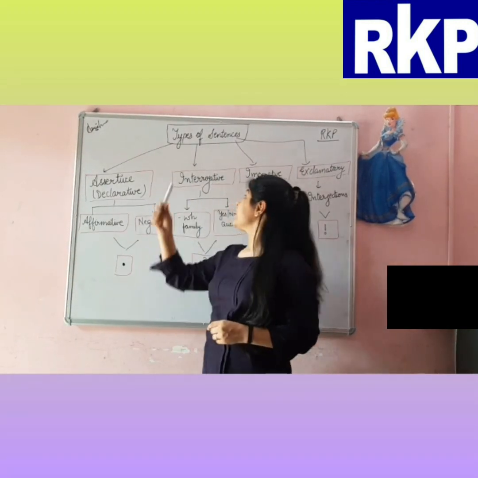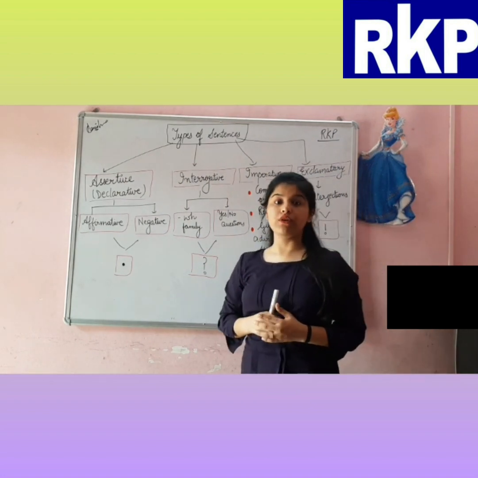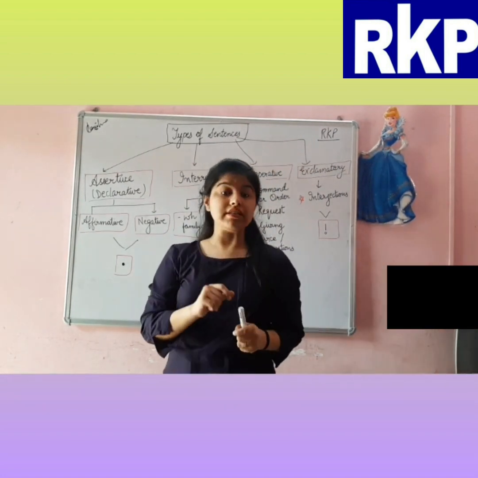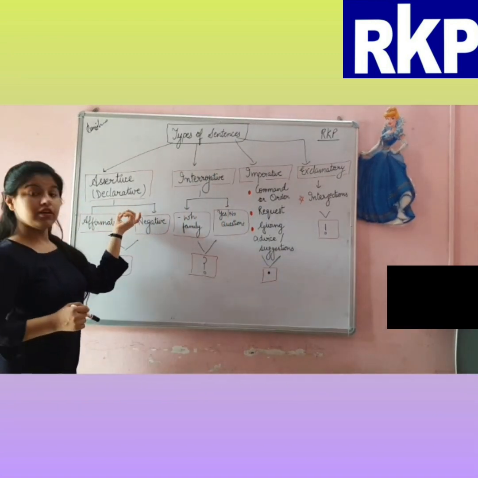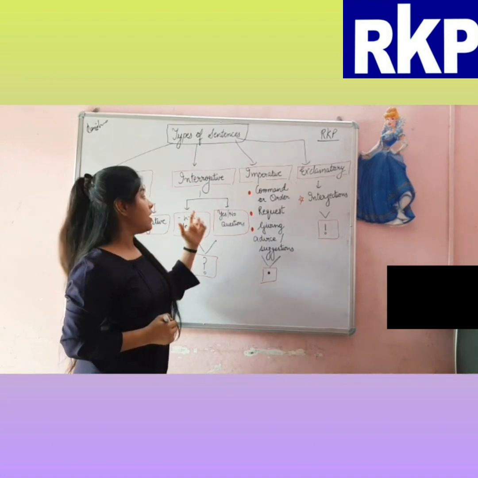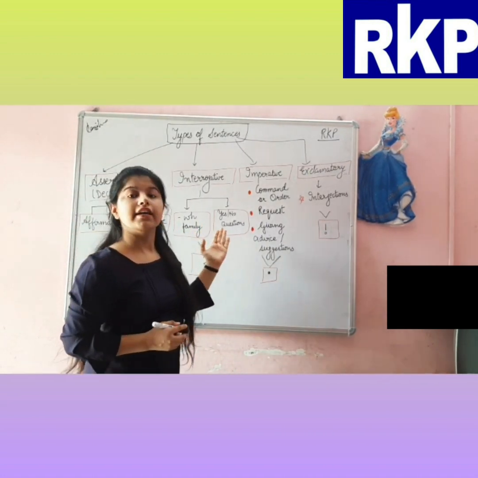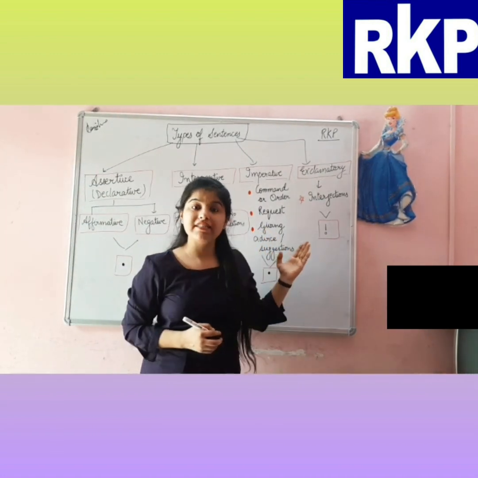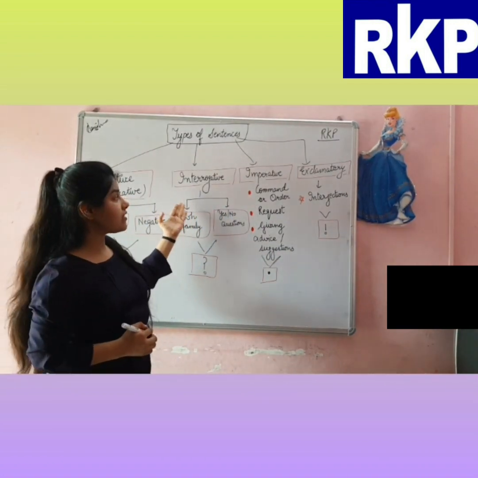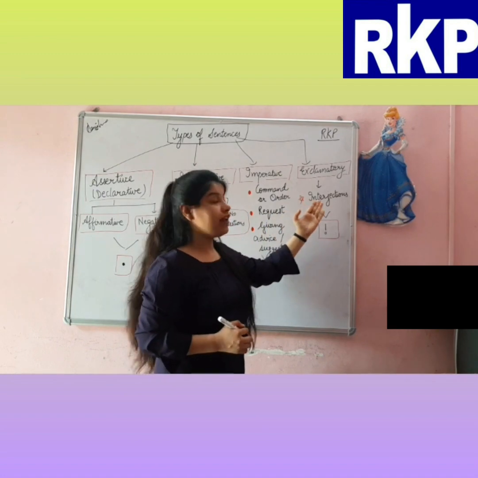Moving on to types of sentences. We have in all 4 types of sentences. Okay. First is assertive. You can call it declarative also. Assertive sentences, interrogative sentences, imperative and exclamatory.